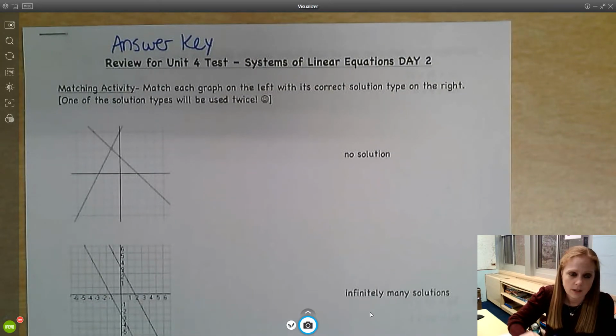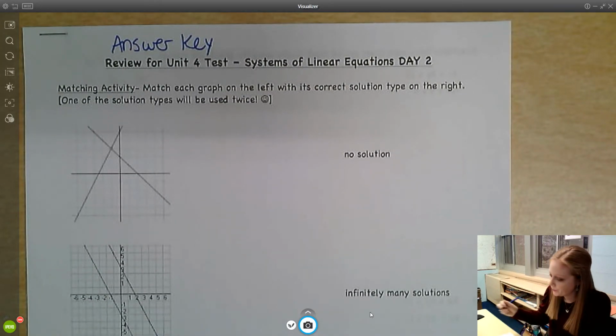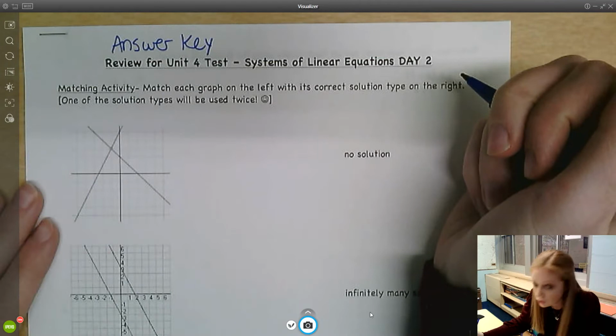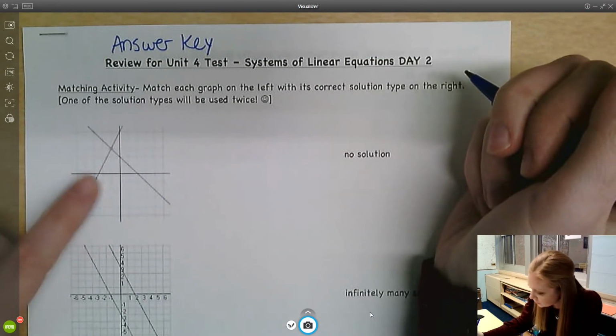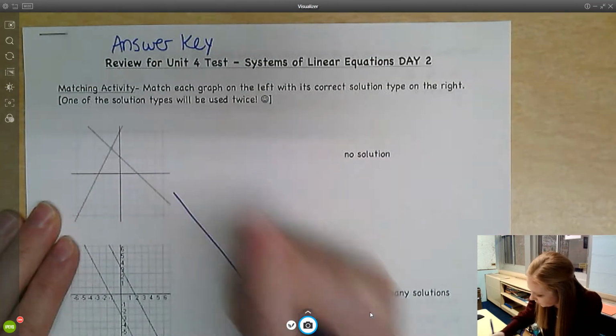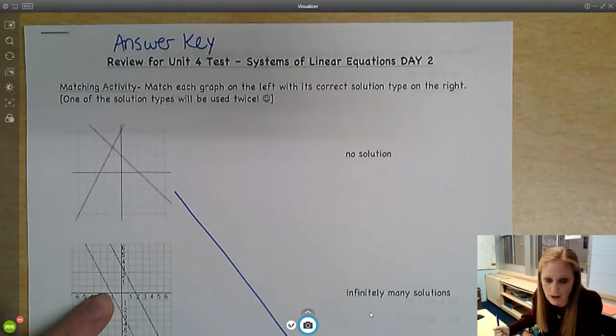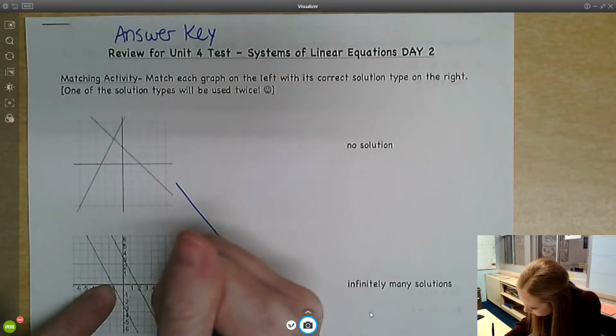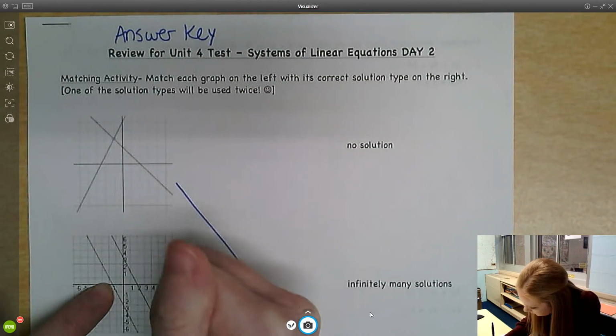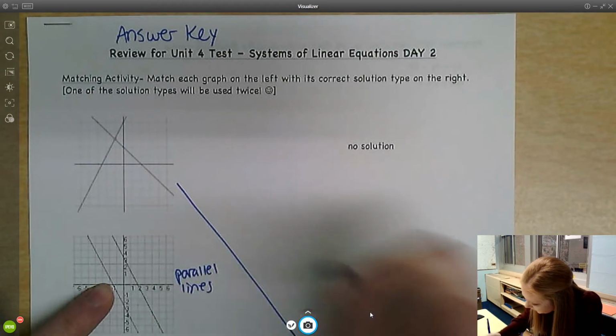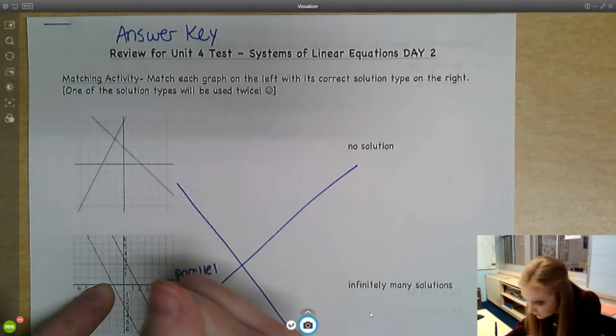Okay, this lesson is the review from day 2. Again, we start off with a little matching activity. Intersect once, that's going to be one solution. These are parallel lines. They will never intersect, so that's no solution.